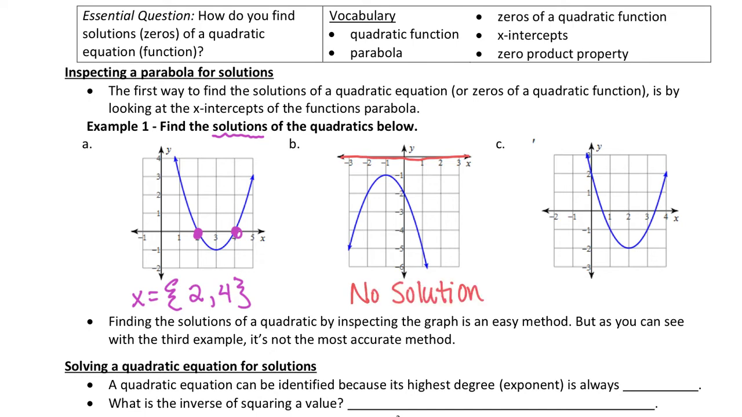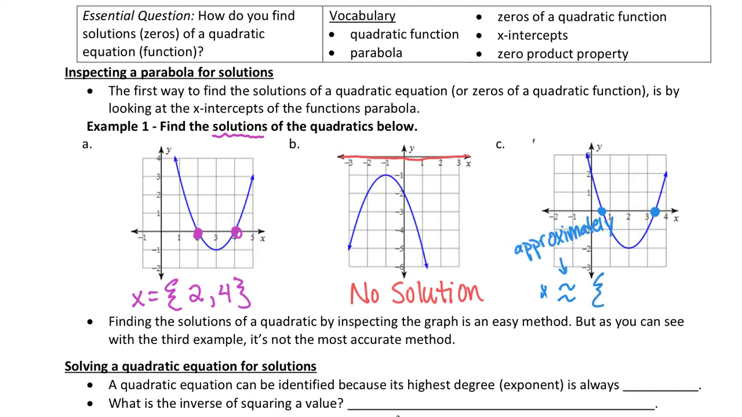And there is another issue with example C. In example C, we really can't tell exactly what those answers are. We would say x is approximately, and there's a symbol that we use in math for approximately. Instead of an equal sign, we use this double wave. You may have seen it before, and that just means approximately.